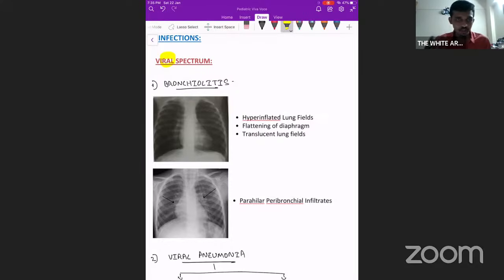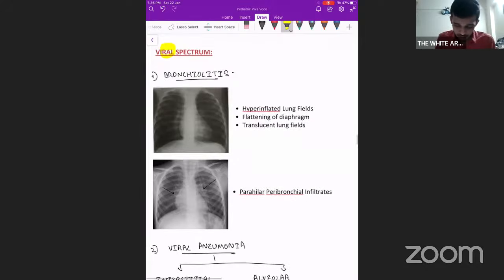Because of the inflammation of the airway in bronchiolitis, and two, there will be secretions in the airway. If this is the normal caliber of the bronchus, because of the inflammation there will be thickening of the wall and pooling of the secretions, correct? So the airways become narrowed. That is what happens in bronchiolitis. So what do you see?